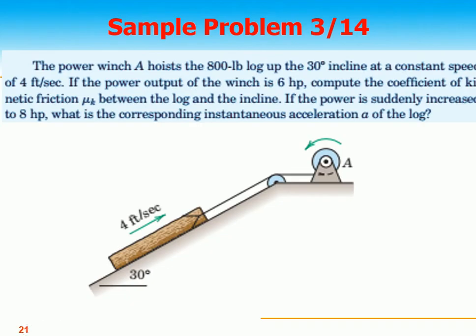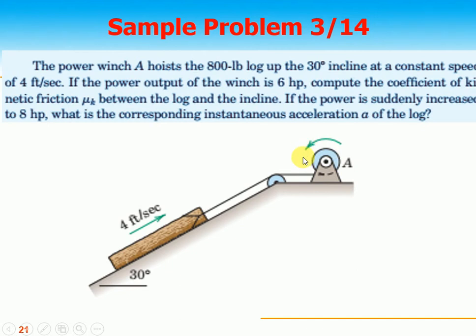The next problem is sample problem 3-14. The power source hoists an 800 pound log up the 30 degree incline at a constant speed of 4 feet per second. If the power output of the winch is 6 horsepower, compute the coefficient of kinetic friction mu k between the log and the incline. If the power is suddenly increased to 8 horsepower, what is the corresponding instantaneous acceleration a of the log? So it is moving at 4 feet per second on the 30 degree incline. First we find mu k, and then when the power suddenly increases from 6 to 8 horsepower, this will create some acceleration.